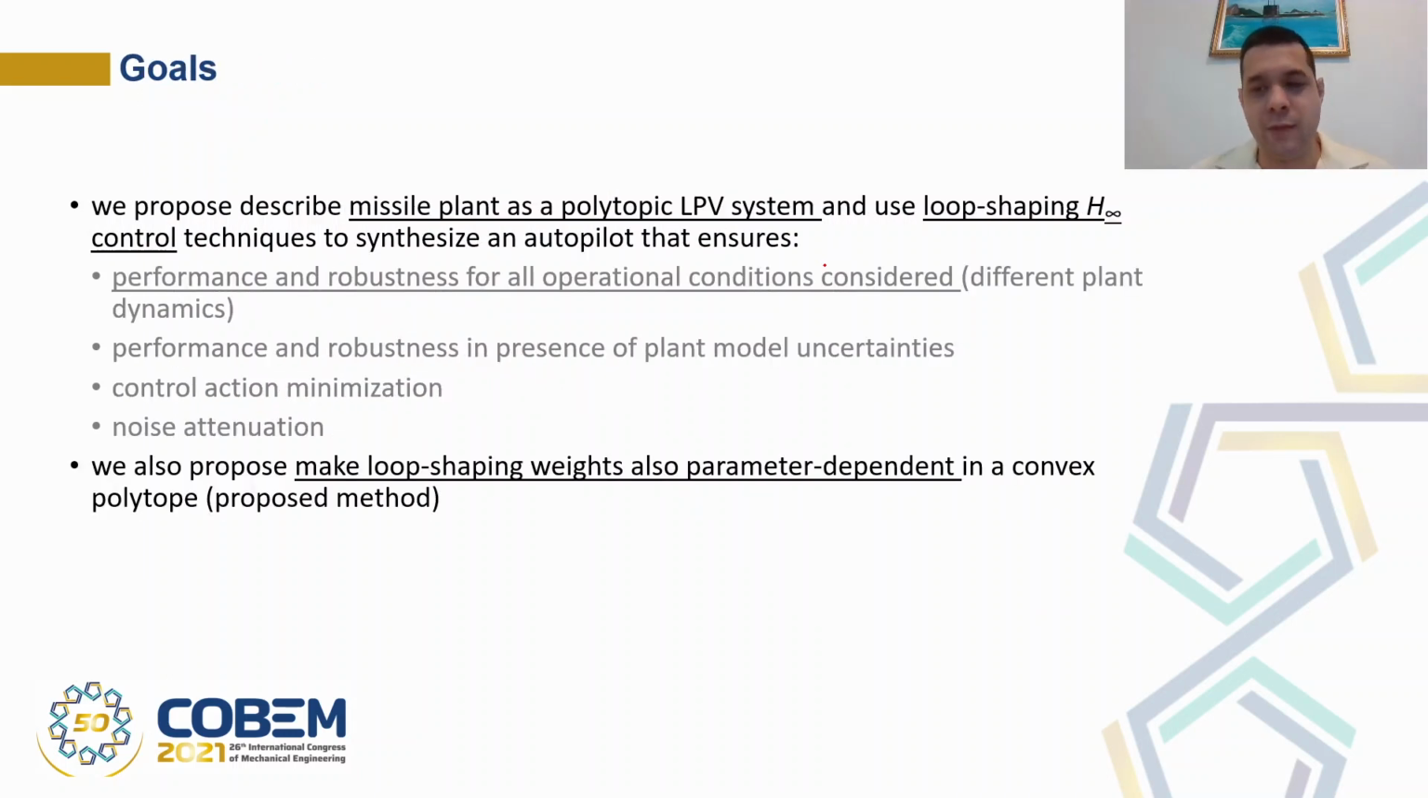We propose to describe the missile plant as a polytopic LPV system and use loop shaping H infinity control technique to synthesize an autopilot that ensures performance and robustness for all operational conditions and in presence of plant model uncertainties, control action minimization, and noise attenuation. We also propose to make loop shaping weights also parameter dependent, that is our main proposed method.